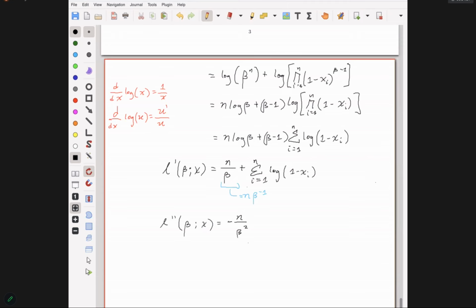And now, what is the second term, differentiated with respect to beta? Yeah, so we treat it as a constant, and so its derivative with respect to beta is 0. Okay. Does that make sense? Yes.